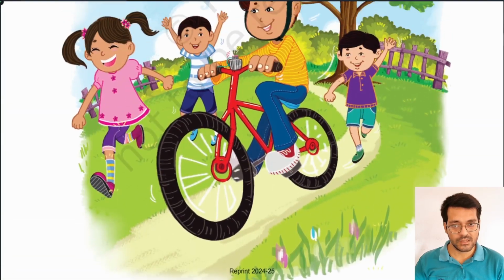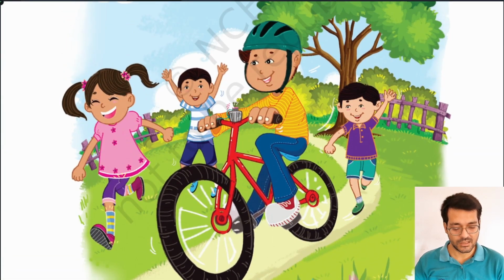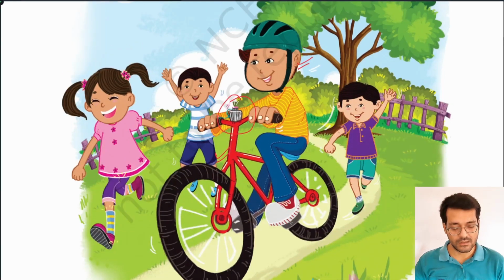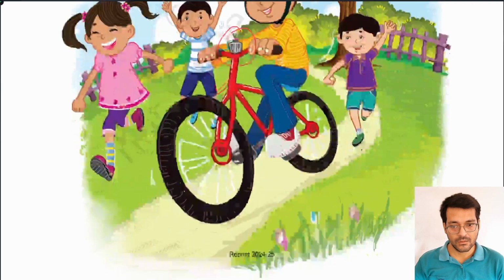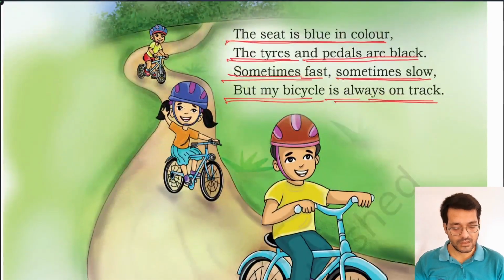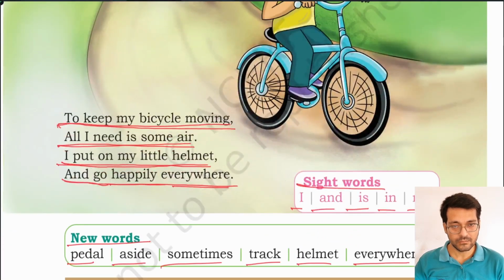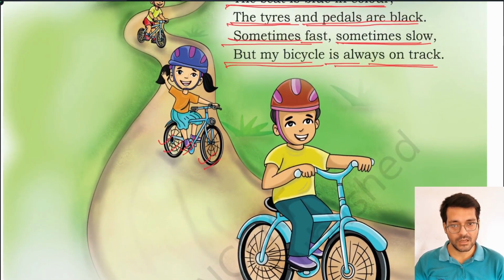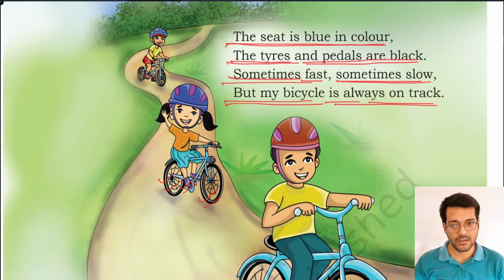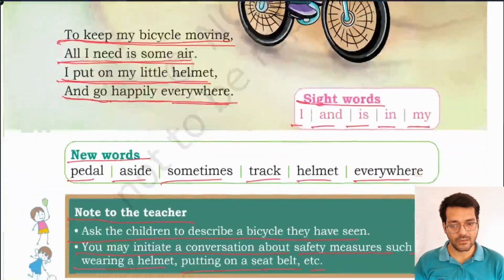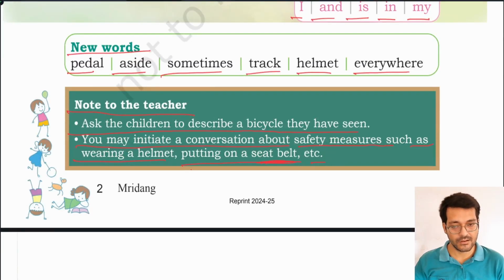If you see the cycle given here carefully, this is a red bicycle. It has a bell that sounds trin trin. This boy has worn the helmet. You can see the helmet here. You can see the wheels are black and the pedals are also black. You can see children are wearing helmets for safety. People are wearing helmets and seat belts in cars or in big vehicles for safety.